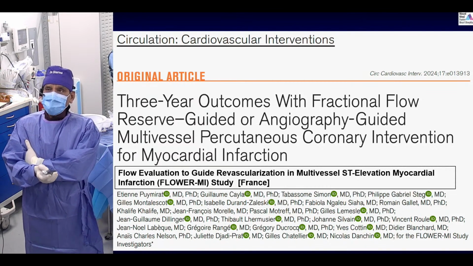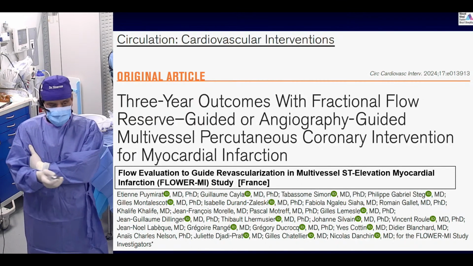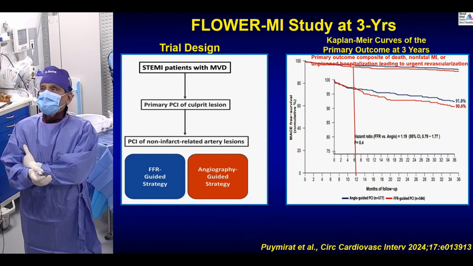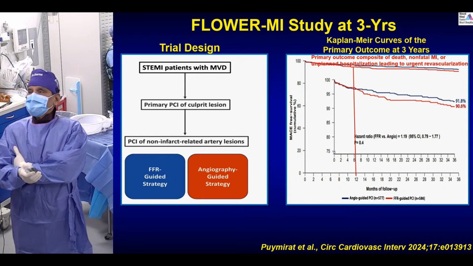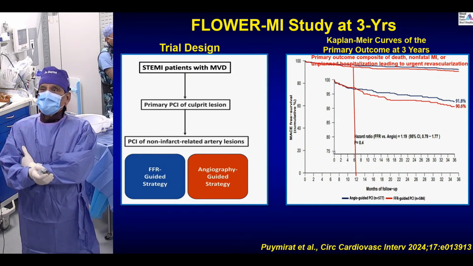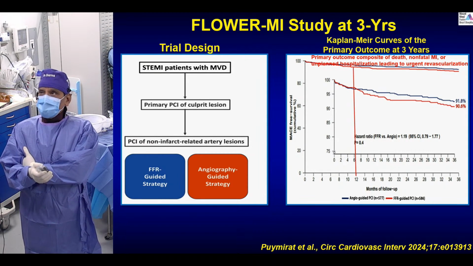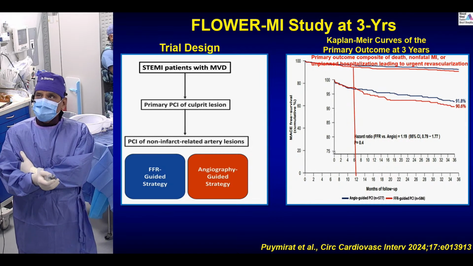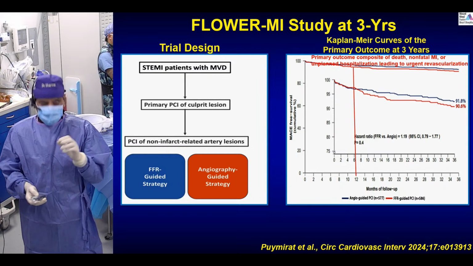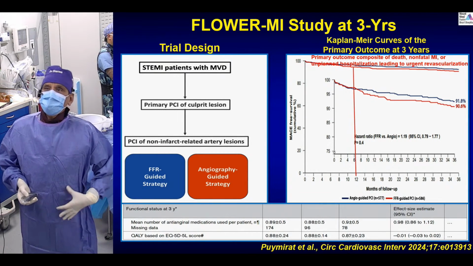Then remember FLOWER-MI we presented? That was the FFR-guided full revascularization versus angiographic-guided multivessel PCI, and it was done in France. We had the 1-year data, and now we have the 3-year data. You can see here, identical outcome, only 1% difference, with a p-value of 0.4. So FFR-guided complete revascularization versus angiographic-guided, the primary outcome of death, MI, and unplanned hospitalization leading to urgent revascularization were no different in the primary Kaplan-Meier curve. So clearly the FFR-guided complete revascularization strategy did not give any benefit.